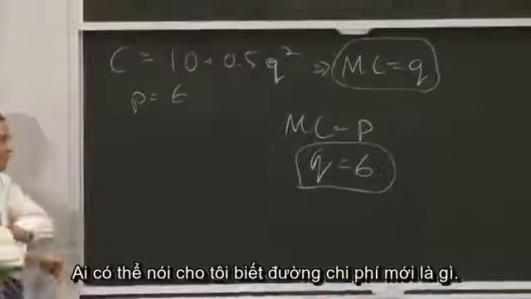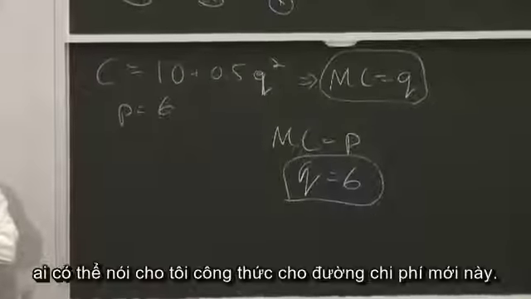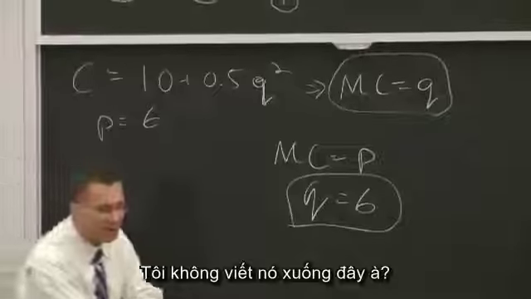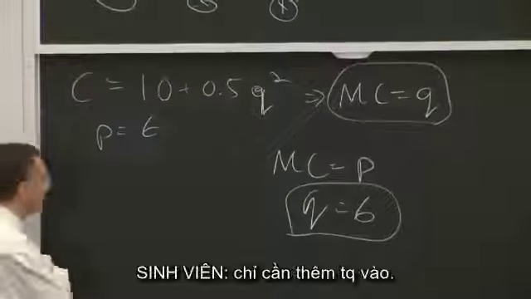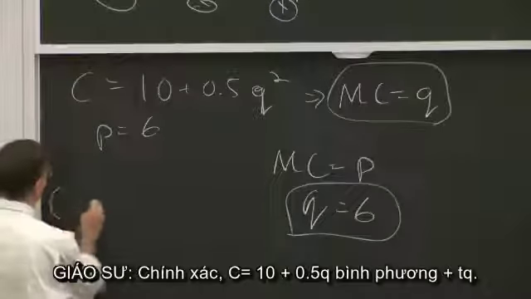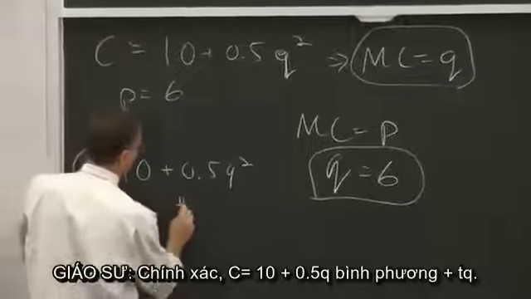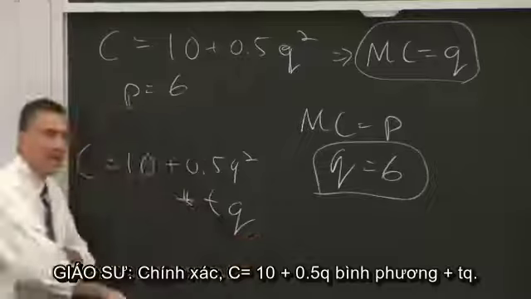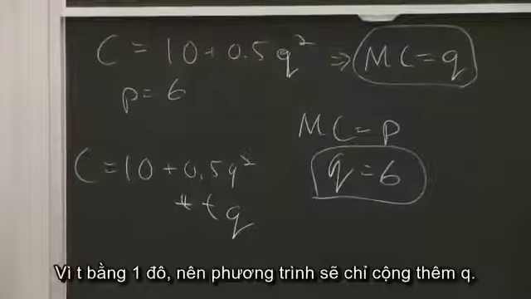Somebody tell me what the new cost curve is. If you have a tax of $1 on every unit you produce, somebody tell me the equation for the cost curve. I didn't write it down here, did I? No. Okay. What's the equation for the cost curve? Just add plus TQ to the thing. Exactly. It's C equals 10 plus 0.5 Q squared plus TQ. Because for every unit you produce Q, you pay a tax T. And since T is $1, it'd just be plus Q. So the cost function's now shifted.